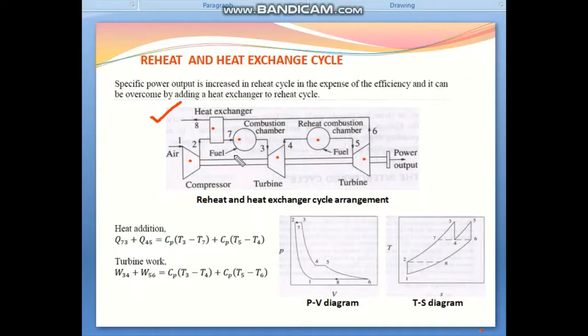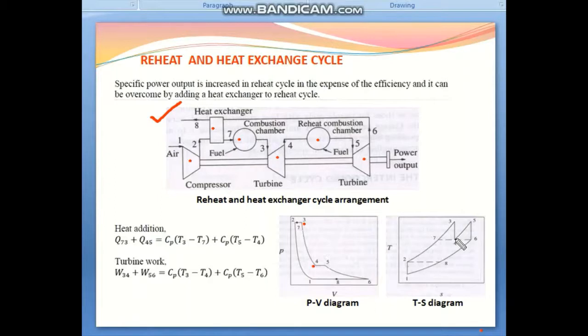Here it mixes with the fuel and combustion takes place, that is 7 to 3. This is the 7 to 3 process, a constant pressure process. After the combustion chamber, the combustion product flows through the turbine. This is the expansion process, 3 to 4, an adiabatic expansion process. This point is 4. This is a constant entropy process, 3 to 4.